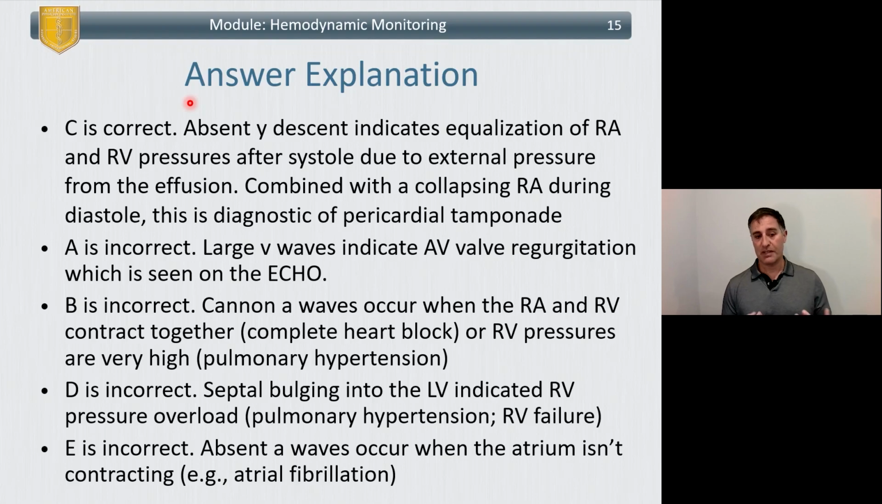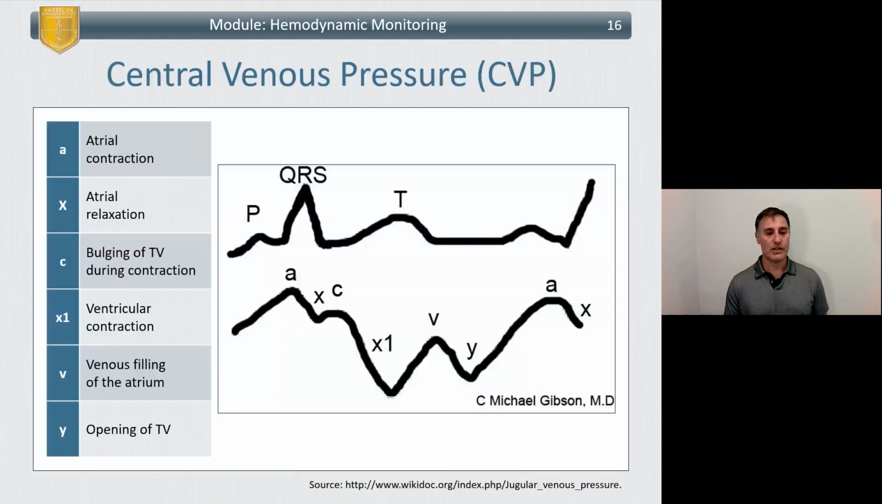All the other things here were indicative of something, but just not tamponade, right? So large V waves indicate a V valve regurgitation. In this case, you're seeing TR on the echo. Cannon A waves tell you that you have something like complete heart block causing AV dyssynchrony or just really high RV pressures like pulmonary hypertension. D is consistent with RV failure, so that's what a bulging septum looks like. And E, the absence of an A wave just tells you that the atrium is not contracting, right? So you have something like atrial fibrillation or some kind of supraventricular arrhythmia that's preventing contraction.